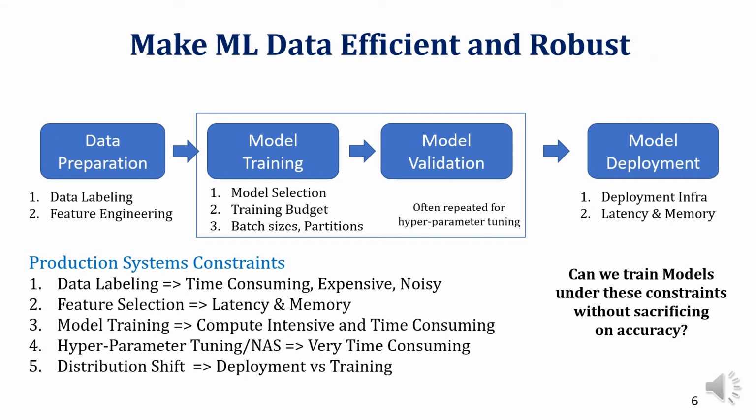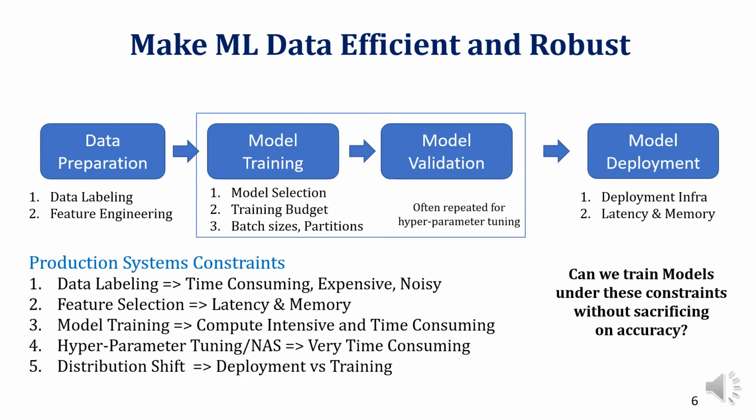Now, let's say we wanted to make machine learning data procurement efficient, and also make use of machine learning data efficient as well as robust. What would you do? What we identify is that model training and validation are a cycle repeated several times. That's followed by model deployment.